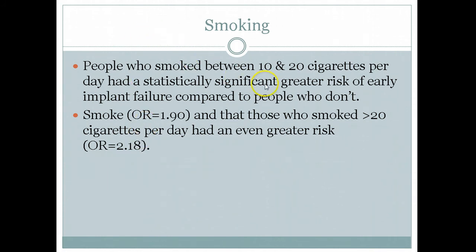People who smoked between 10 to 20 cigarettes per day had a statistically significant greater risk of early implant failure compared to people who don't. Within the people who smoke, that makes sense: if you're going a pack a day or half a pack a day, you'll definitely be at higher risk compared to people who are socially smoking, let's say one or two. And those who smoke more than 20 cigarettes per day, same theme, were at an even higher risk.